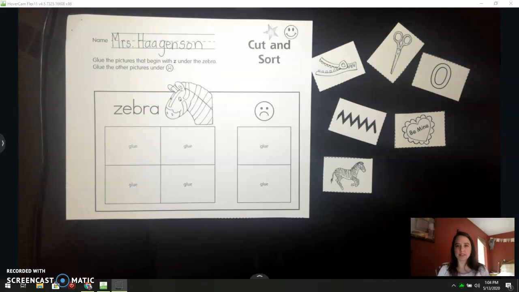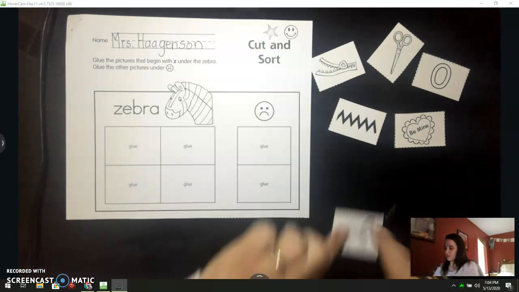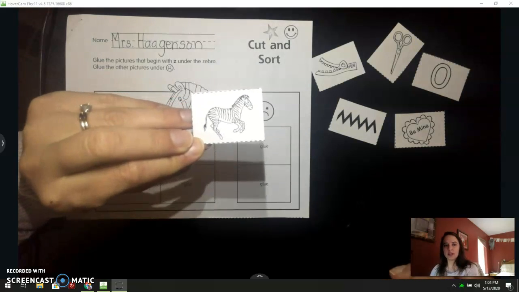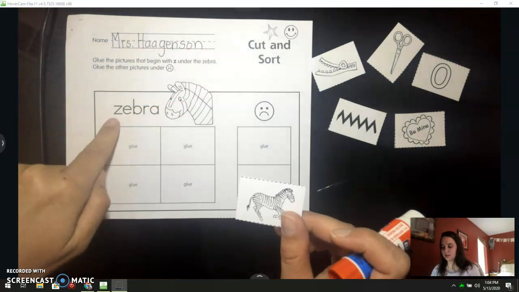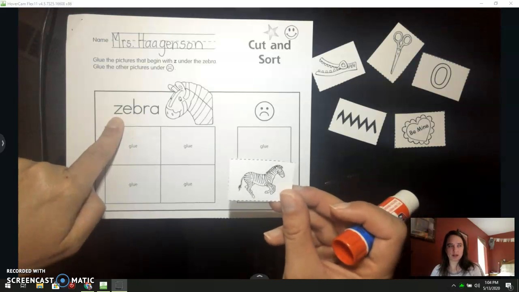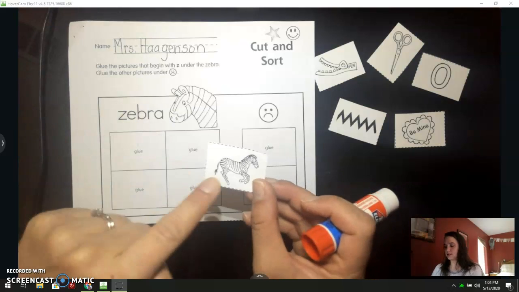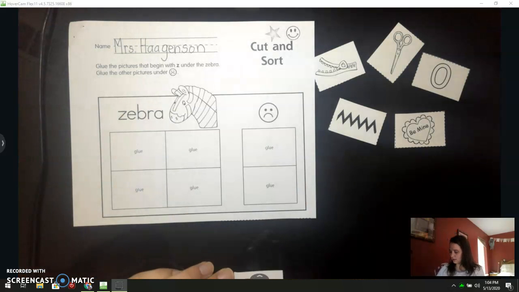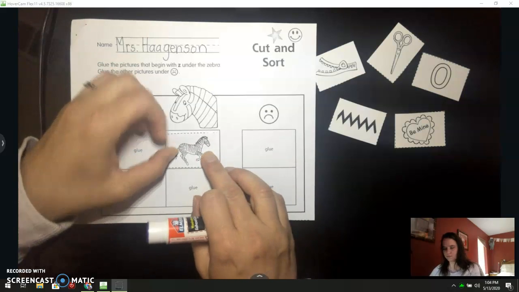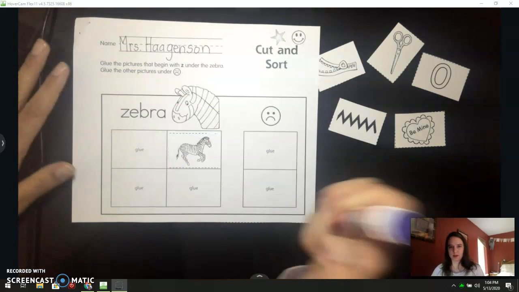We should have our pieces all cut out. So I'm going to start by taking one of my pictures. I'm going to pick up this one. See, my zebra. And does it start with the same sound as zebra? Well, yes, because it's a zebra. Z, z, zebra, z, z, zebra. So I glue it down here somewhere underneath the big zebra.